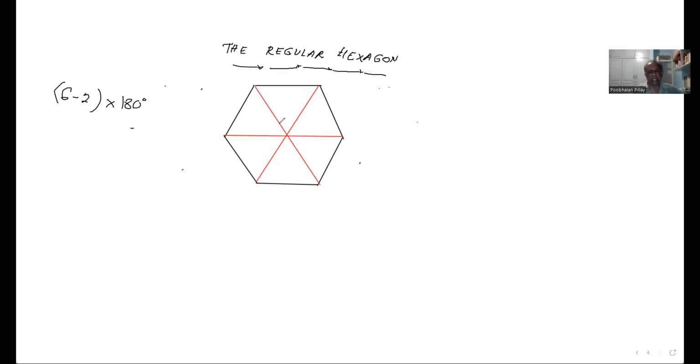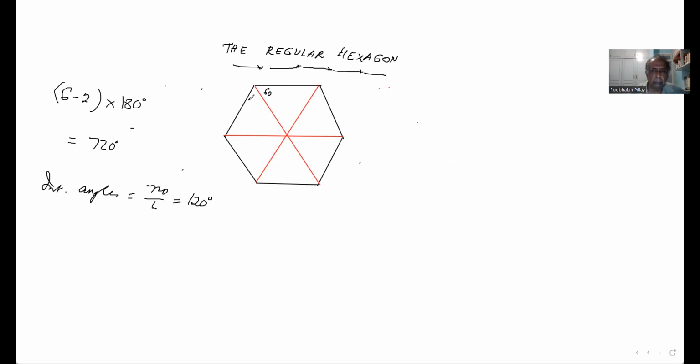If you add up the whole 6 angles, you get 720. But all the 6 angles are equal. So which 6 equal numbers add up to 720? It means that each interior angle is 720 divided by 6, and that's 120 degrees. So each interior angle of a hexagon is 120 degrees.